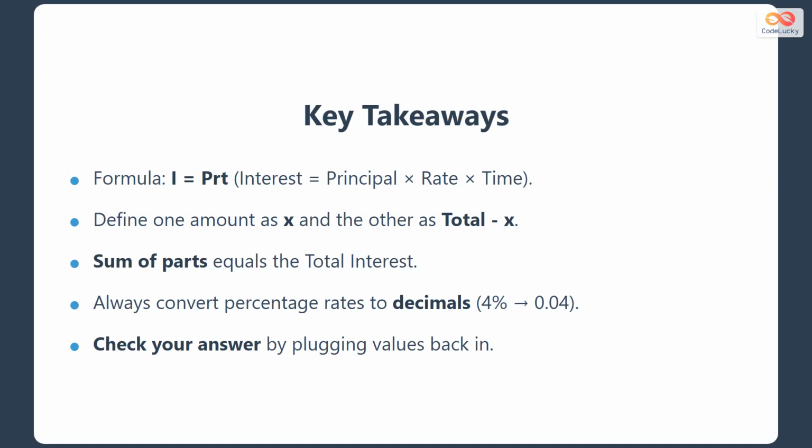To summarize, always remember the formula I equals PRT. Define your variables as x and total minus x, set up the equation by summing the interest parts, and be careful with your decimals. With practice, these problems become quite straightforward.